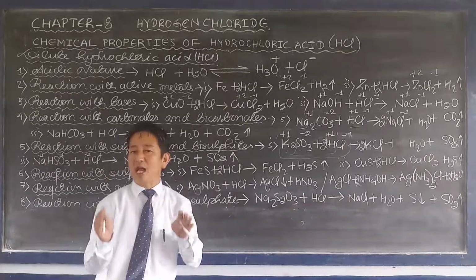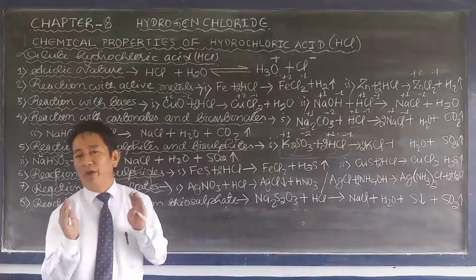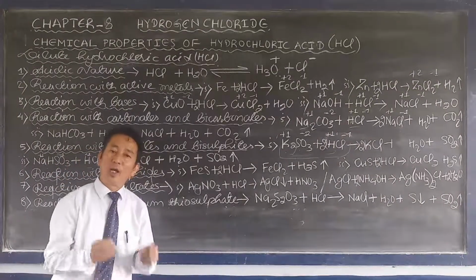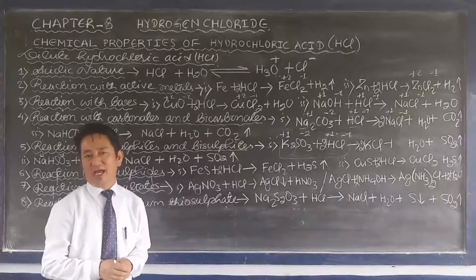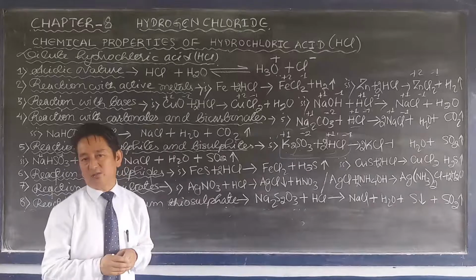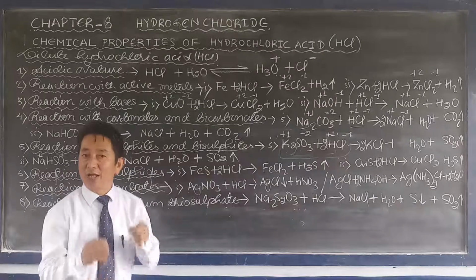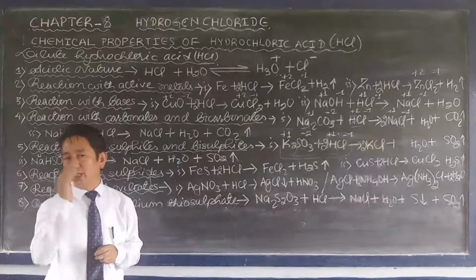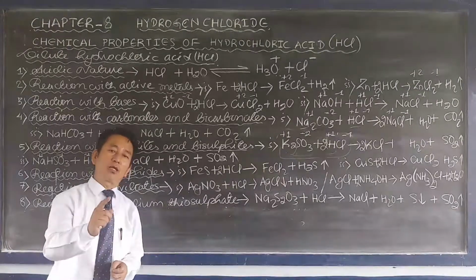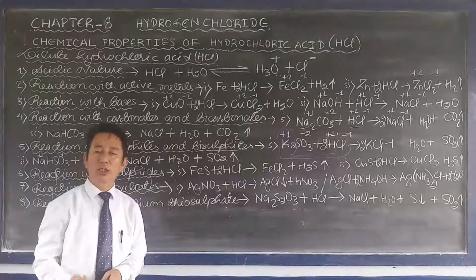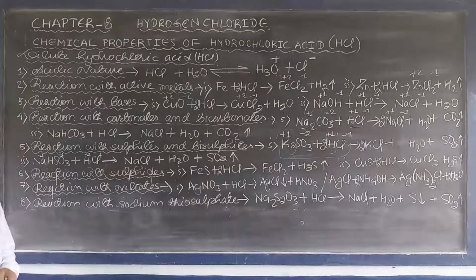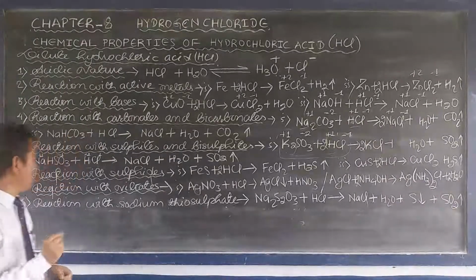Now next, reaction with sulfide salt. Whenever sulfide salt reacts with dilute acid, we get hydrogen sulfide gas. Hydrogen sulfide gas has a rotten egg smell and it changes lead acetate paper silvery black. If you use dilute hydrochloric acid, you will get chloride salt. If you use sulfuric acid, you will get sulfate salt. But in this case, we don't get water molecule.